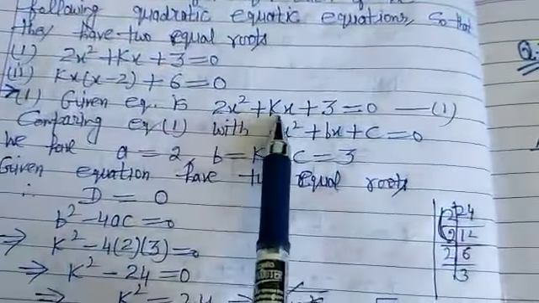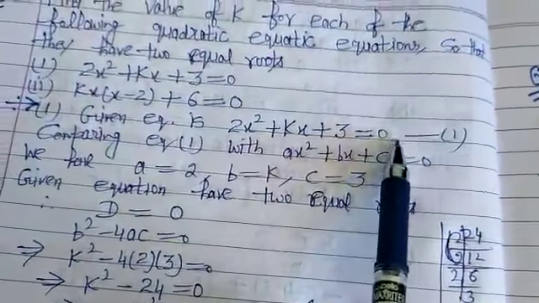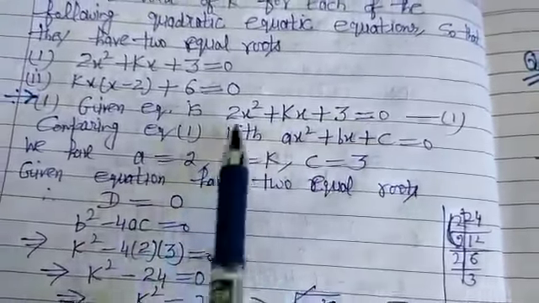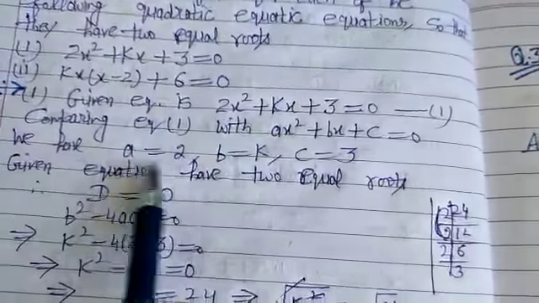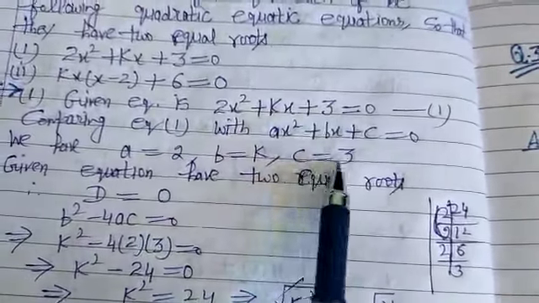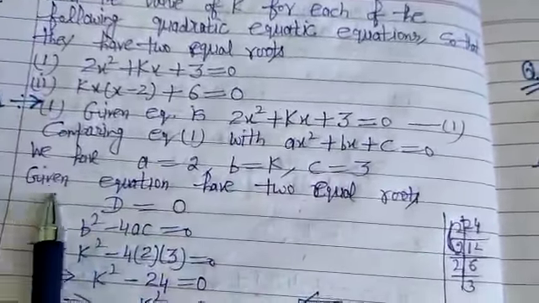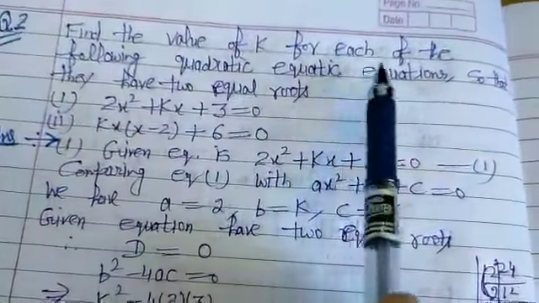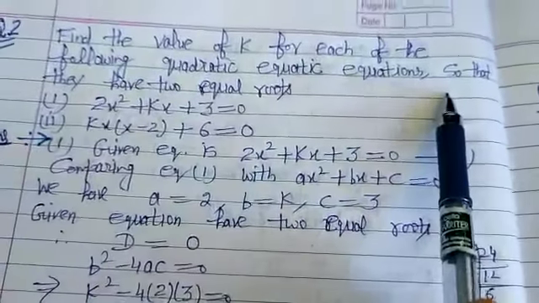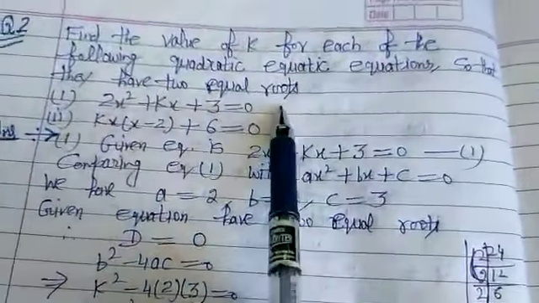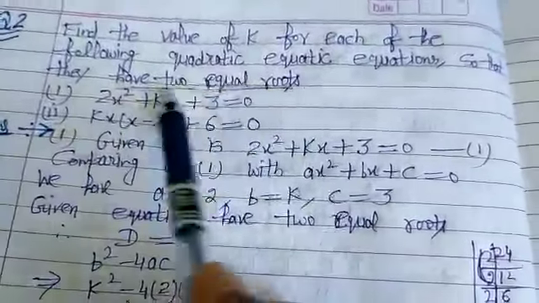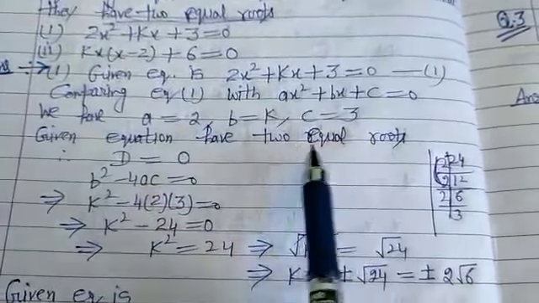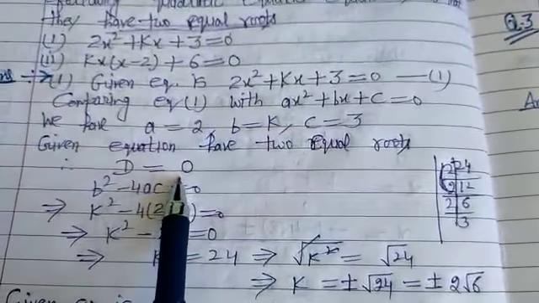Given equation is 2x square plus kx plus 3 is equal to 0. Compare it with the standard quadratic equation ax square plus bx plus c. After comparing, we have the value of a is 2, b is k, and c is 3. It is given in the question that the quadratic equation has equal roots. So when a quadratic equation has equal roots, the discriminant is equal to 0.